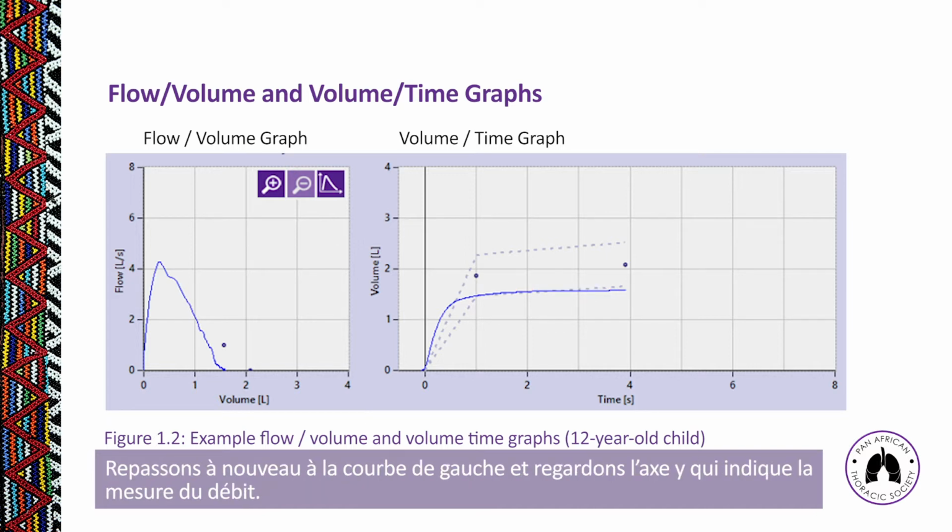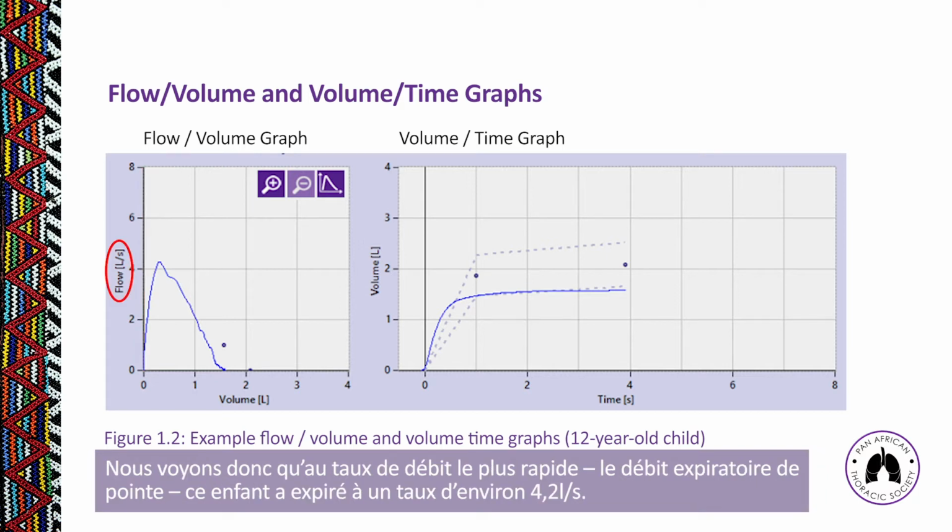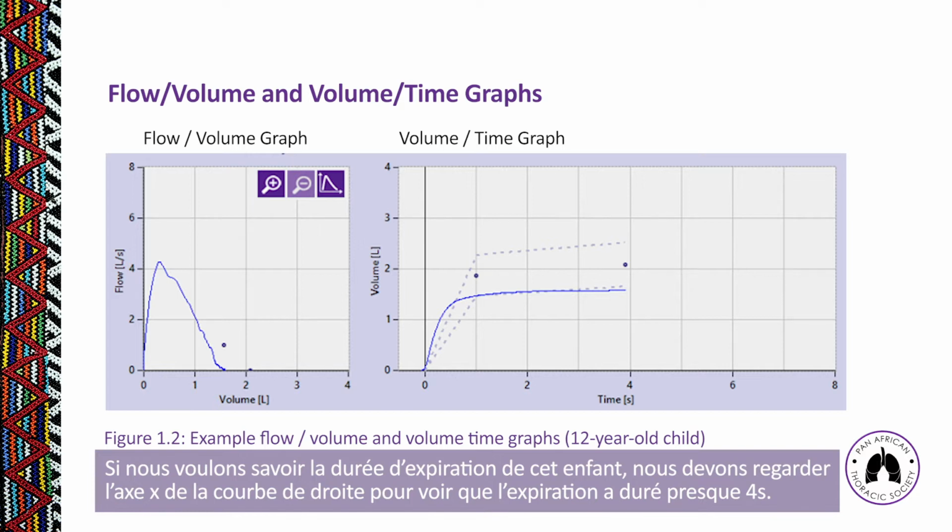Go back now to the flow volume graph. Look at the left-hand graph and the y-axis, and this axis is looking at a measurement of flow. So we can see that the fastest rate of airflow in this test, that is your peak expiratory flow rate, which is the peak point shown on this graph. This child blew out at about 4.2 liters per second. And then if we want to look at how long this child blew out for, look at the x-axis on the volume time graph, and you can see there that this child blew out for almost 4 seconds, not quite 4 seconds.